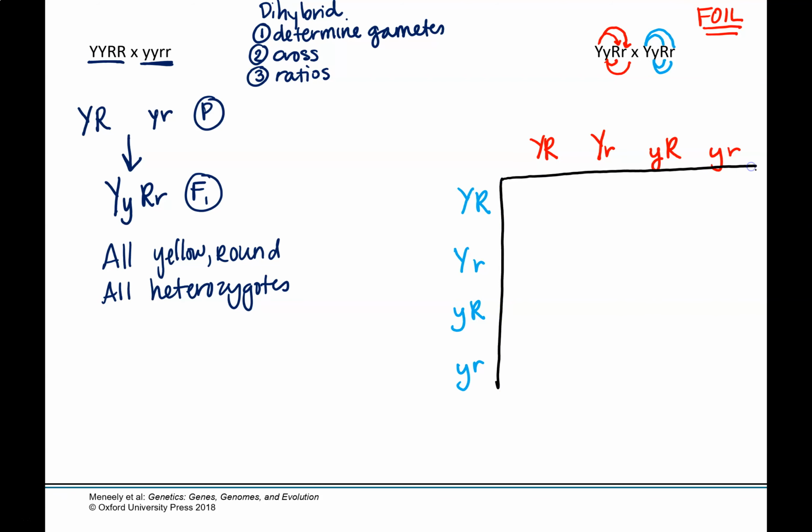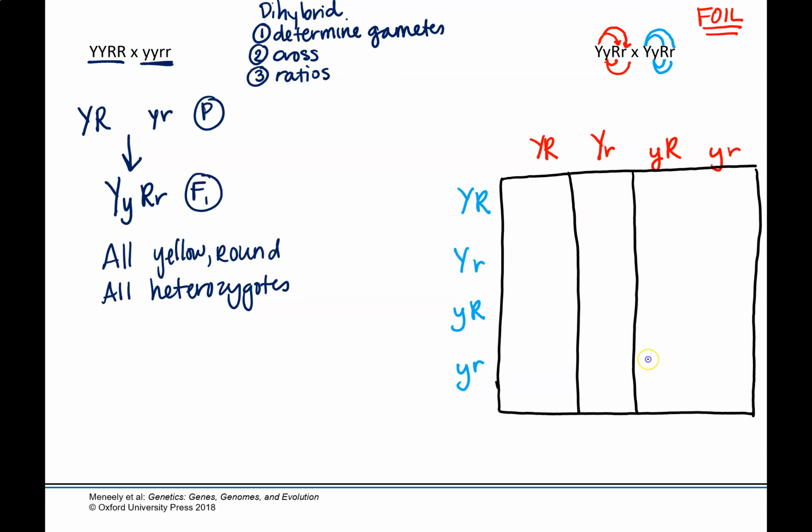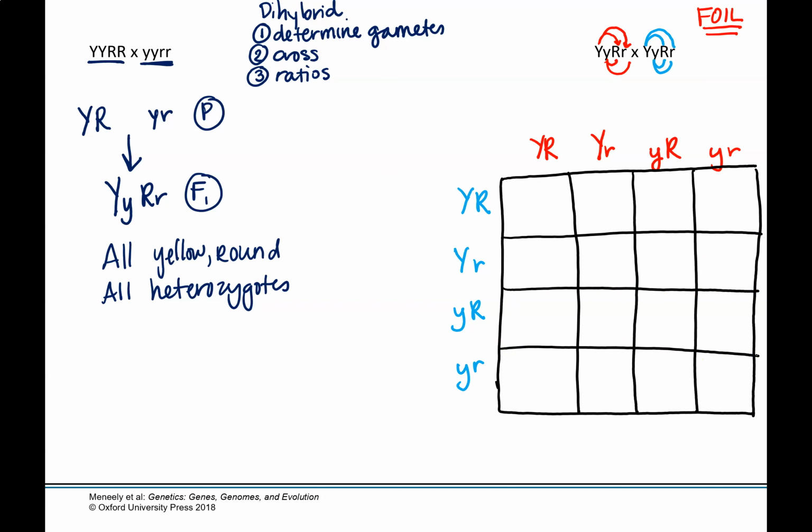Now, you might guess that this is going to get a little bit complicated, and you're right. So here, let's draw out this big 4x4 square and just start filling it in. So here we are going to get big Y, big Y, big R, big R. Now I know that the gametes are written Y's and R's mixed up, but when you write them in your Punnett square, please put the Y's together.